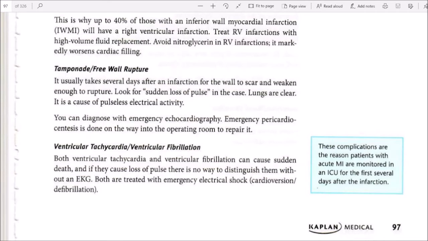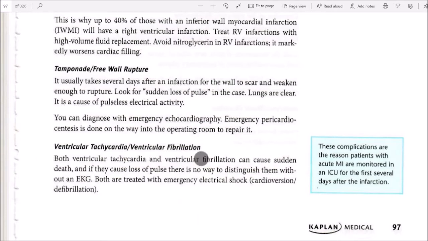Free wall rupture. It usually takes several days after infarction for the wall to scar and weaken enough to rupture. Look for sudden loss of pulse. In the case where the lungs are clear, it is a cause of pulseless electrical activity. You can diagnose with emergency echocardiography. Emergency pericardiocentesis is done on the way into the operating room to repair it.